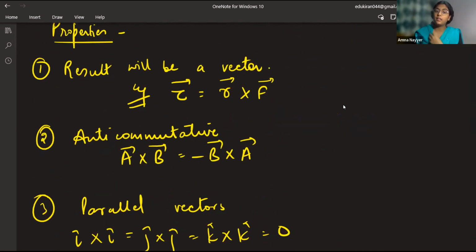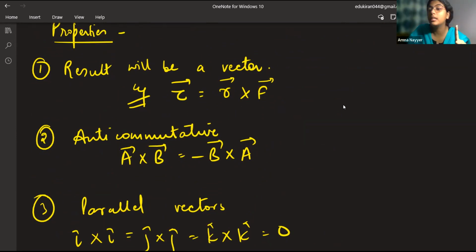One thing to remember: when you take a cross product, the final resultant will also be a vector quantity, not a scalar quantity. So if a statement is given that this is one quantity, this is another quantity, and their resultant is a vector, keep in mind that cross product is used, because that is how you get the vector form.